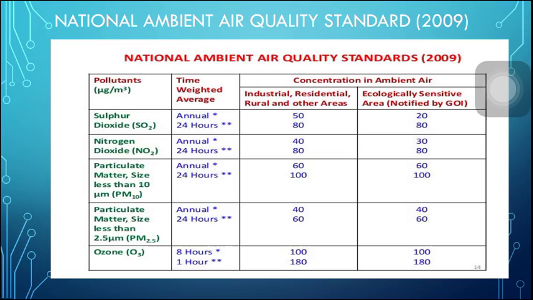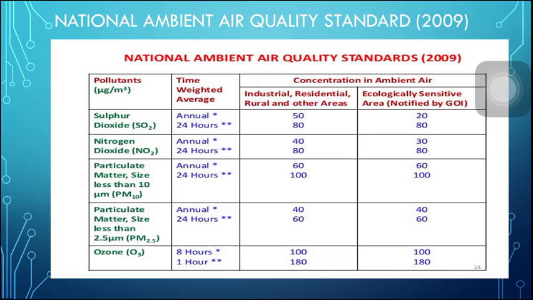Before this revision of 2009, four parameters such as SPM, SO2, CO and NOx were prescribed. After the 2009 revision, more parameters have been added, which are: particulate matter of size less than 2.5 micrometer, ammonia, benzene, arsenic, nickel, etc.